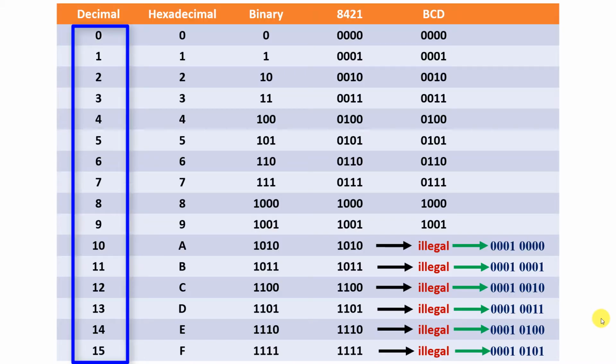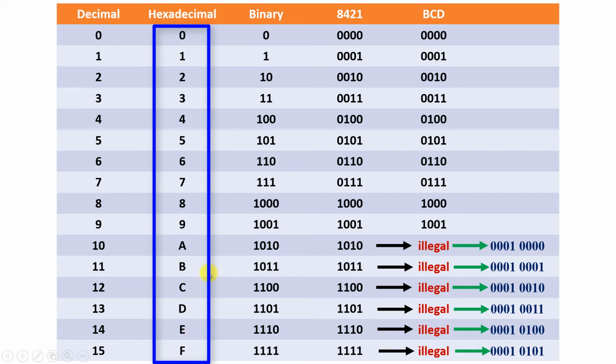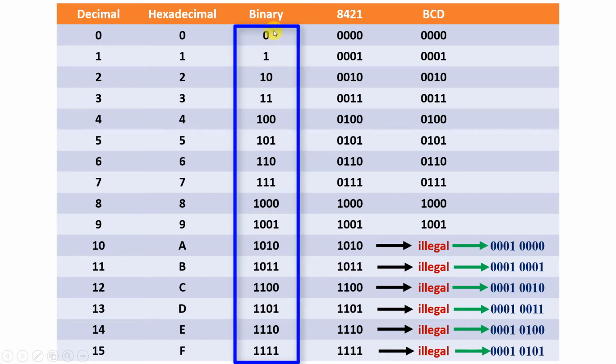Here I have shown in this table the decimal numbers from 0 to 15 and then the hexadecimal numbers from 0 to F. We use hexadecimal numbers extensively in microcontrollers, so we need to know the hexadecimal numbers also. So 0 to F is shown over here. Then we have binary numbers from 0 to 15 represented by 1111.